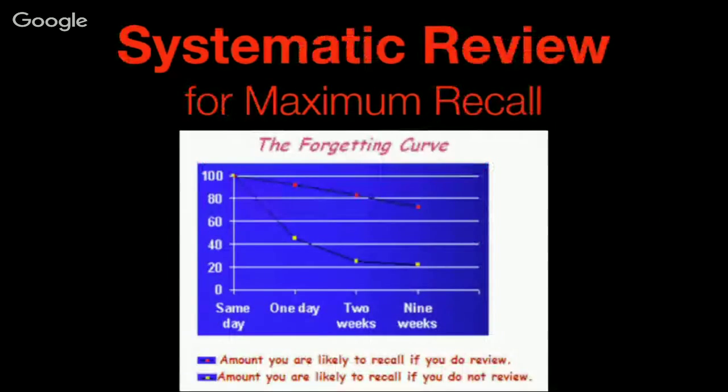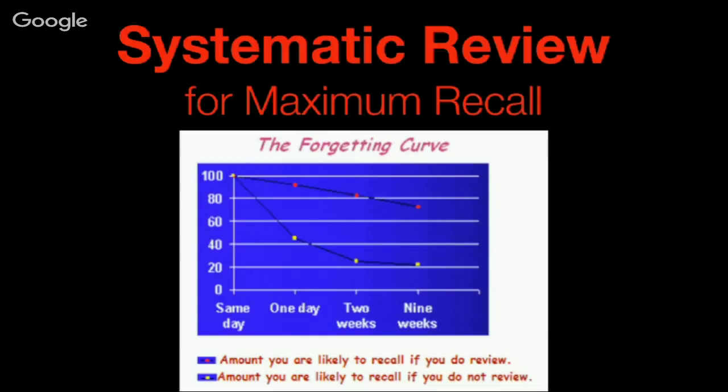Now, this is the forgetting curve, and it's the reason why we need to review. Because, say, they're looking at same day, 1 day versus 2 weeks versus 9 weeks, you can see that the bottom curve is without review.